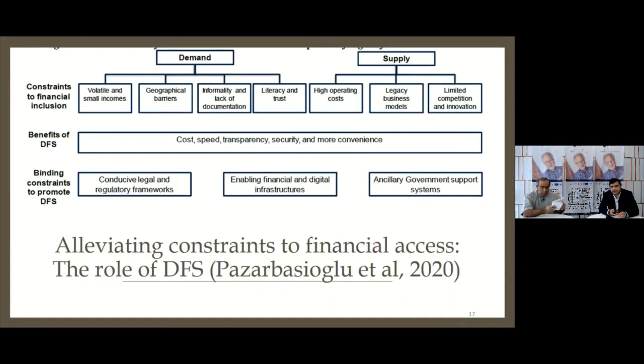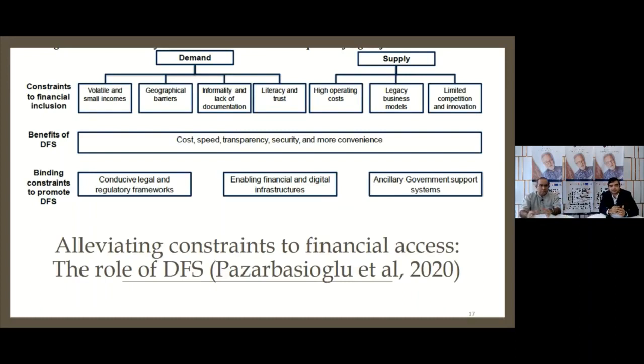So what are the constraints to financial inclusion, or we can say digital financial inclusion? Basically the constraints come from both sides, the demand side and the supply side. The demand side is from the client's perspective, and the supply side is those who are giving these services. The main barriers are volatile and small incomes, geographical barriers, informality and lack of documentation, and of course literacy and trust. And from the supply side, there are high operating costs, legacy business models, and limited competition and innovation.